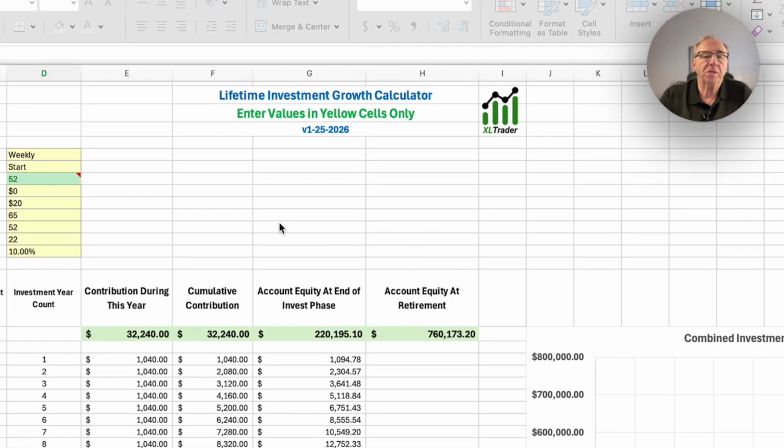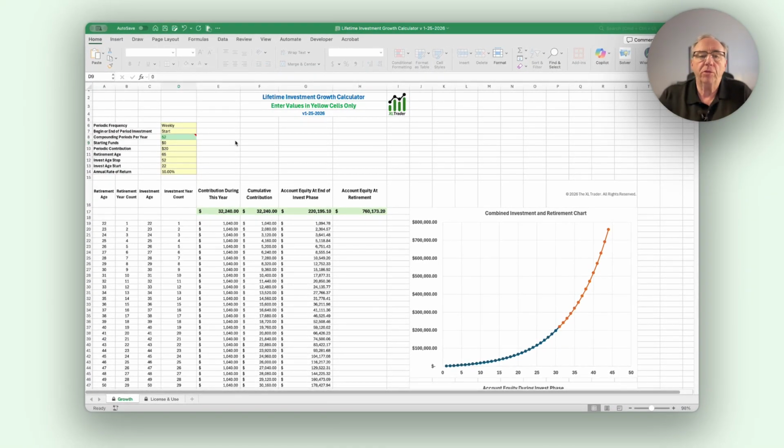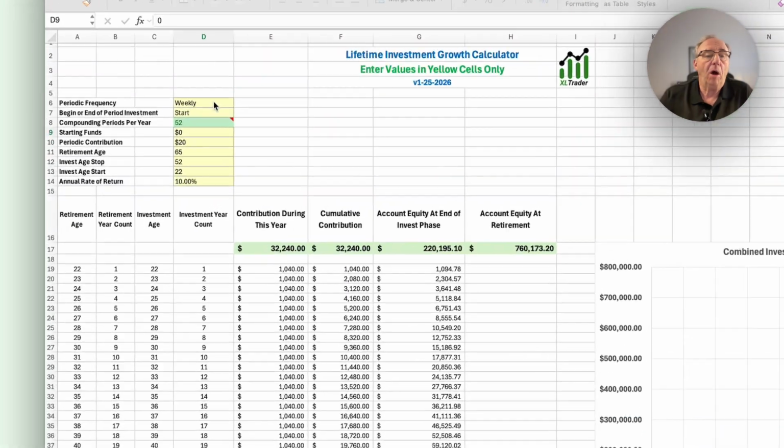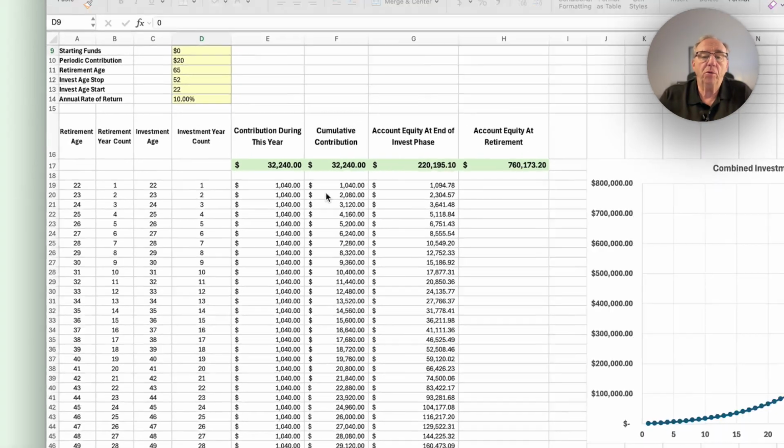This is a very interesting tool, and the purpose of it is to show you the power of compounding through your entire life. You get to pick how often you want to invest, the dollar amount that you'll put in during that investment period, how long it'll compound for, and what the interest rate is. So it will then go out into what I call two different phases.